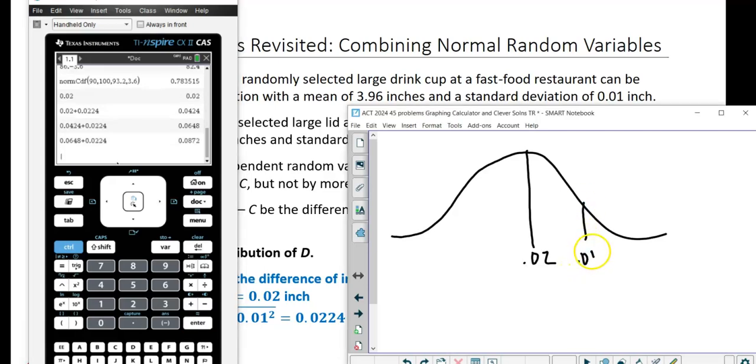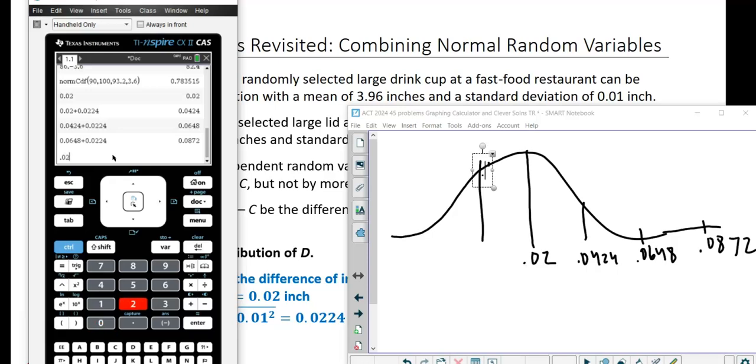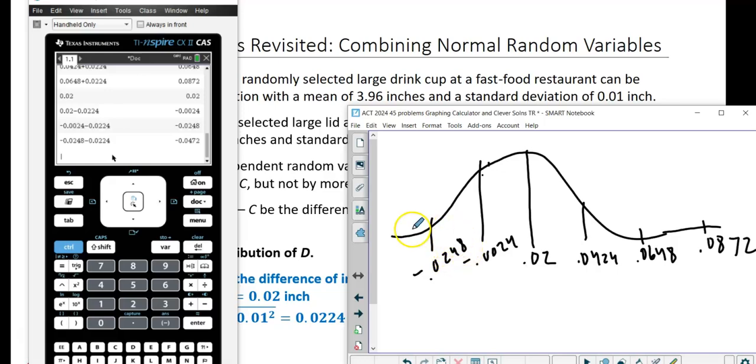So 0.0424, 0.0648, and 0.0872. Let's go the other direction, 0.02, press enter, minus 0.0224. So negative 0.0024, negative 0.0248, negative 0.0472.